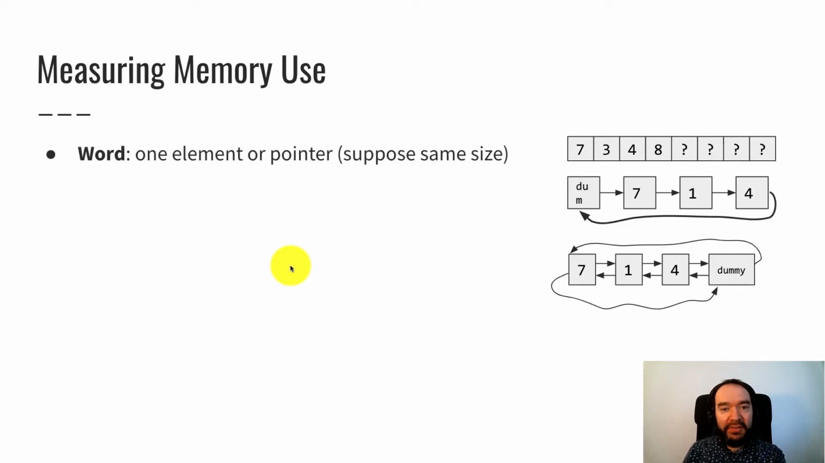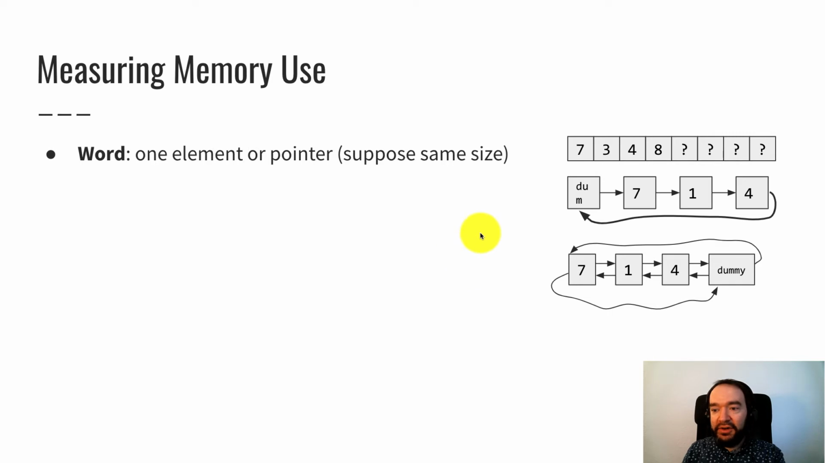First, a word on how we're going to measure that. We haven't really looked carefully at space efficiency or memory use so far. So we're going to use a unit of measure called a word. This is common in computer science to measure storage in terms of words. And a word is one element of the data structure or one pointer in memory, or maybe the size of something. And we're going to suppose those are the same size just to make these calculations simple.